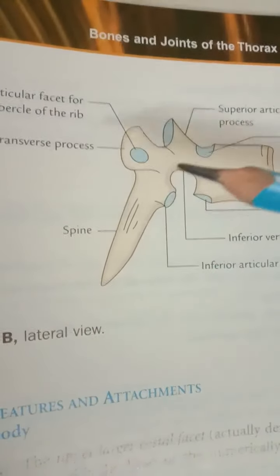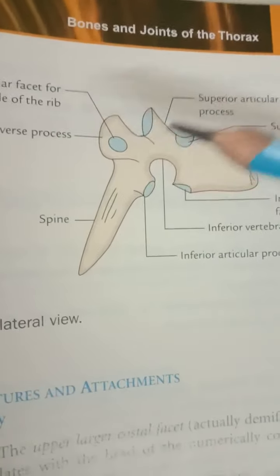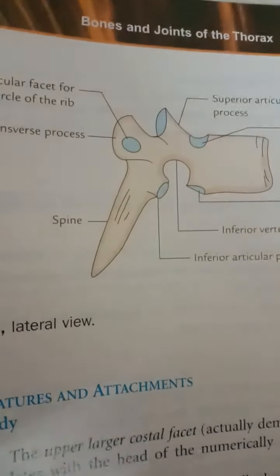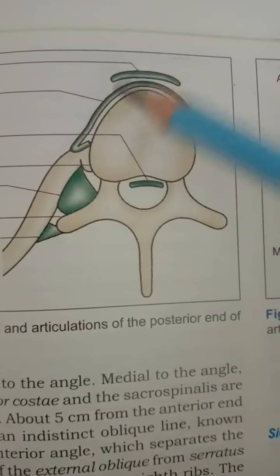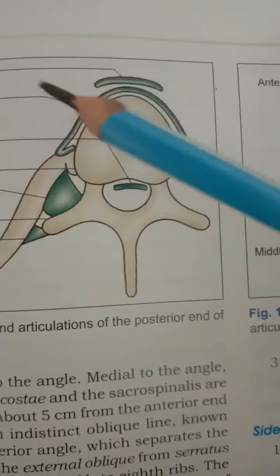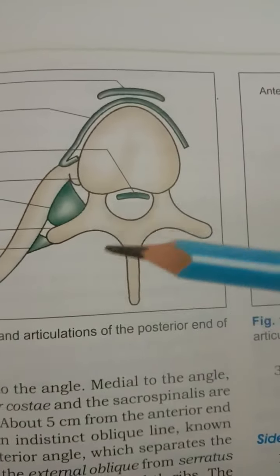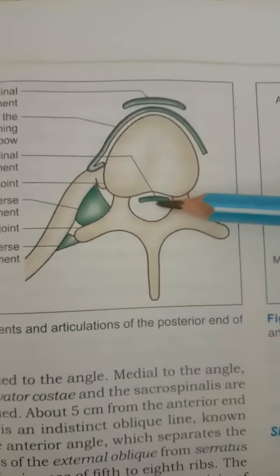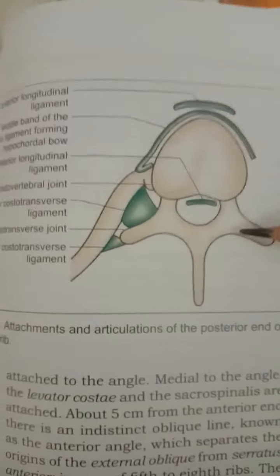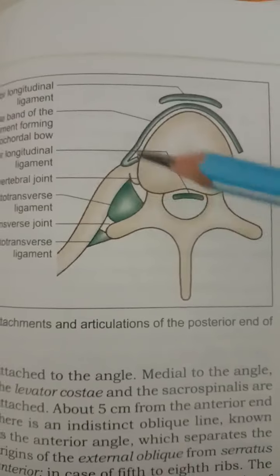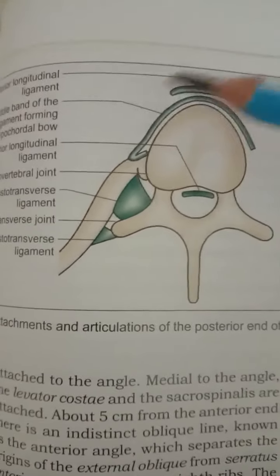After that, let's see the attachments related to the typical thoracic vertebra. The anterior and the posterior surfaces of the body, here this one and this one, give attachment to the anterior and posterior longitudinal ligaments.